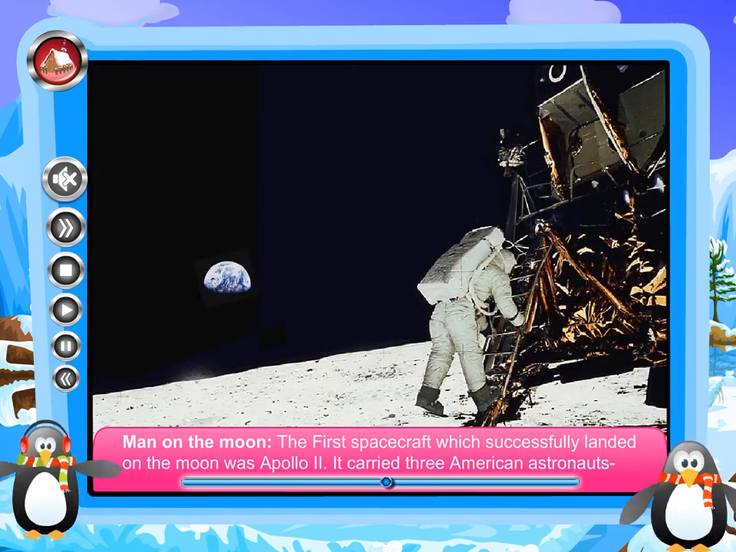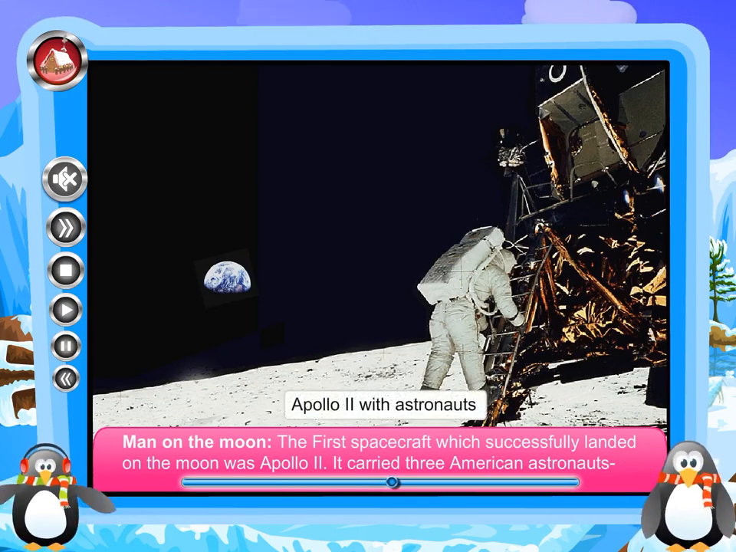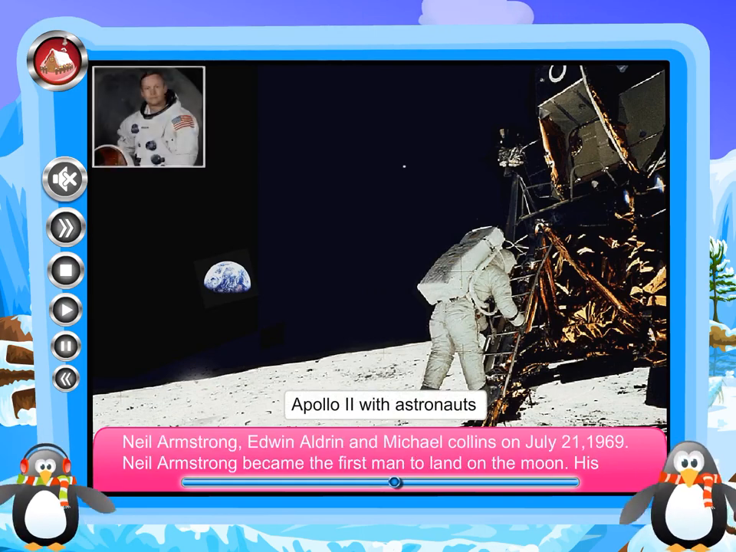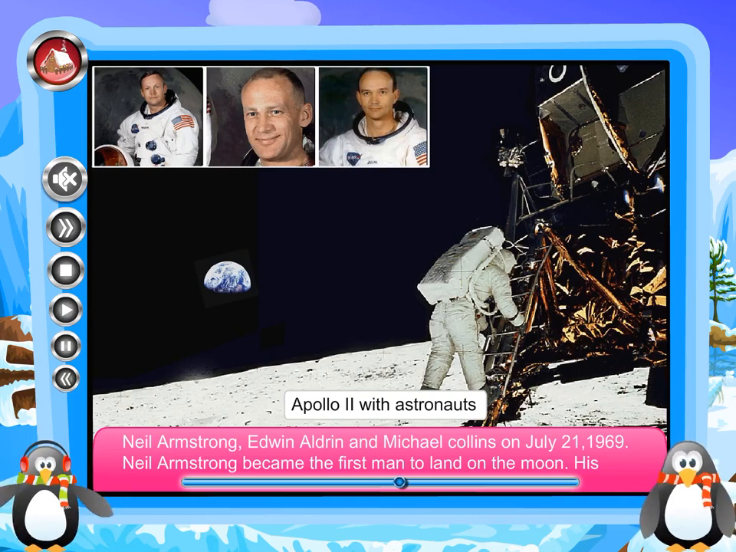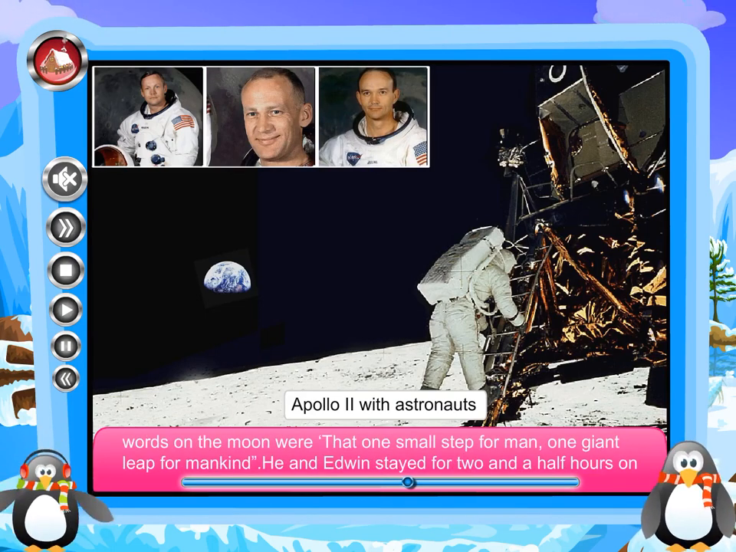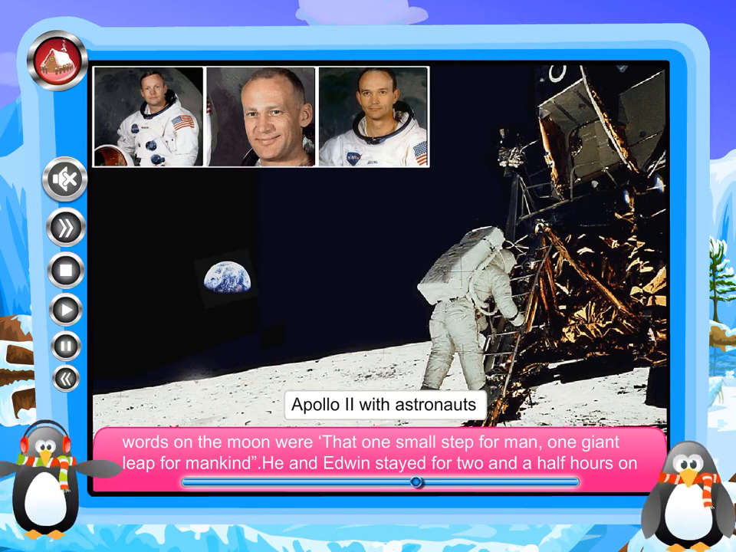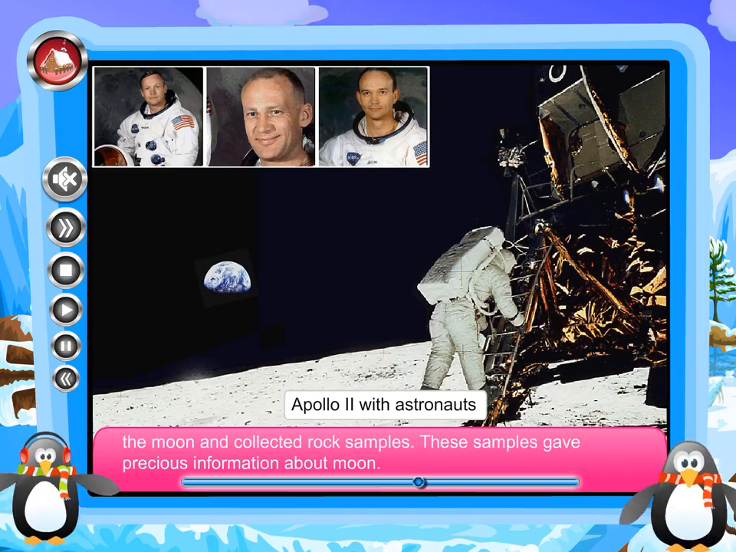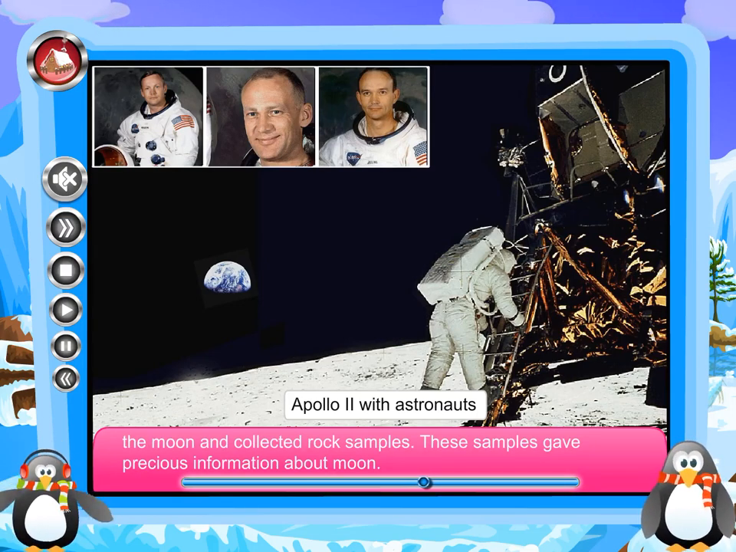Man on the Moon. The first spacecraft which successfully landed on the Moon was Apollo 2. It carried 3 American astronauts, Neil Armstrong, Edwin Aldrin, and Michael Collins, on July 21, 1969. Neil Armstrong became the first man to land on the Moon. His words on the Moon were, "That one small step for man, one giant leap for mankind." He and Edwin stayed for 2.5 hours on the Moon and collected rock samples. These samples gave precious information about the Moon.